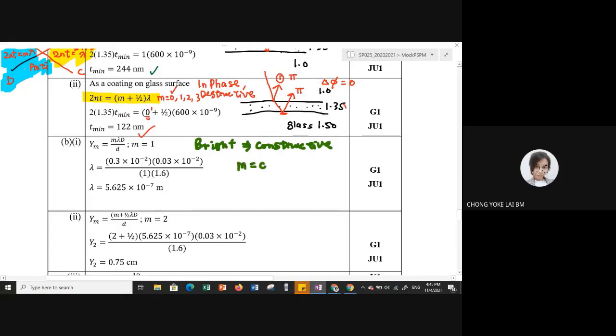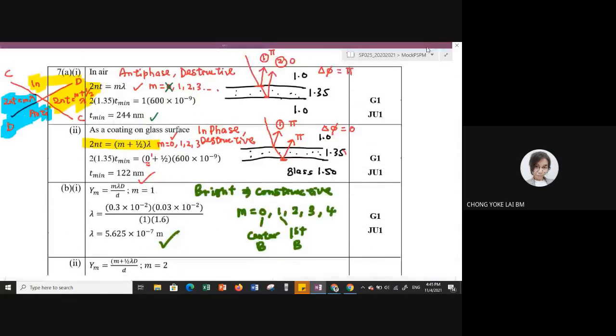Why? Because even though our m is start from 0, tapi kita bear in mind, 0 adalah untuk center bright. Center bright. 1 baru first bright. So first bright m kita 1. So gantikan, then you will get the wavelength lah, 5.625 to the power of negative 7. So gantian 1 markah, jawapan unit 1 markah. Okay, then second question.